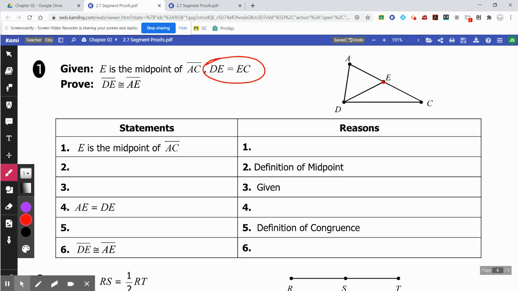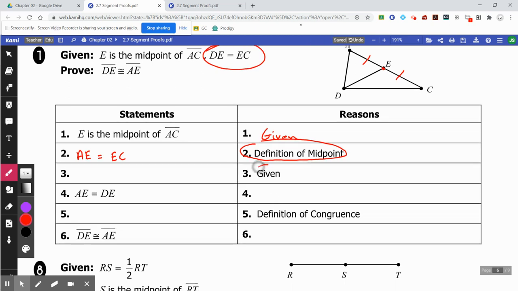E is the midpoint. That was your given. Since E is the midpoint, that means that these two have to be the same by that definition of a midpoint. We know that, again, that AE has to be the same length as EC. Also in our given, notice, we are given that DE is the same length as EC.